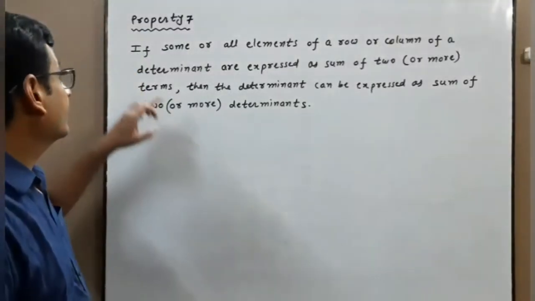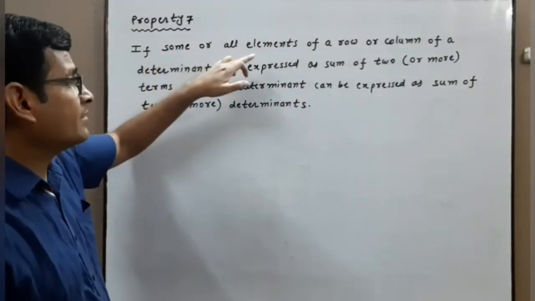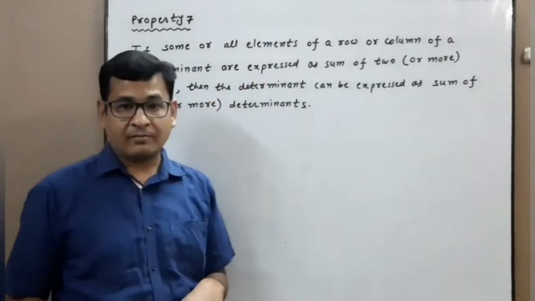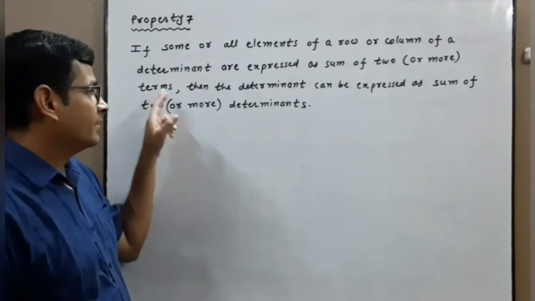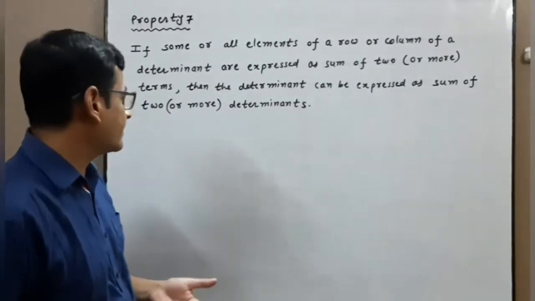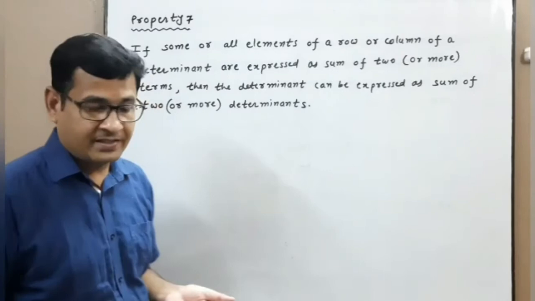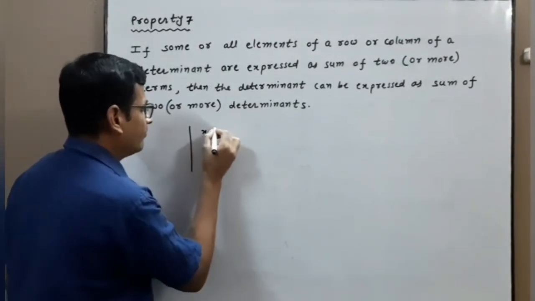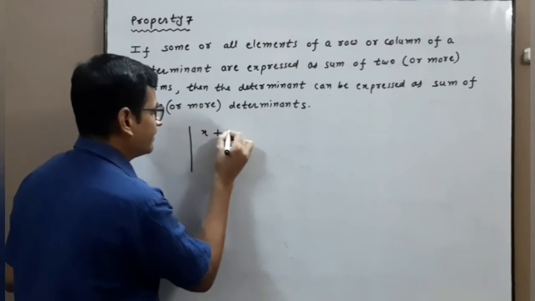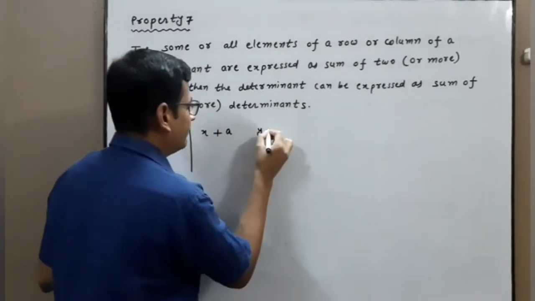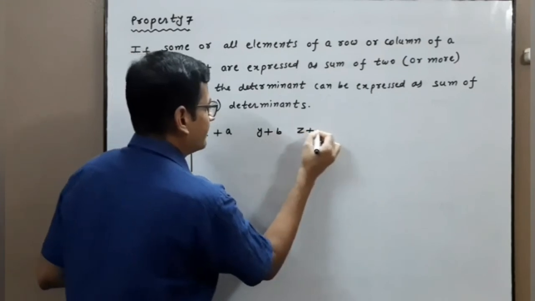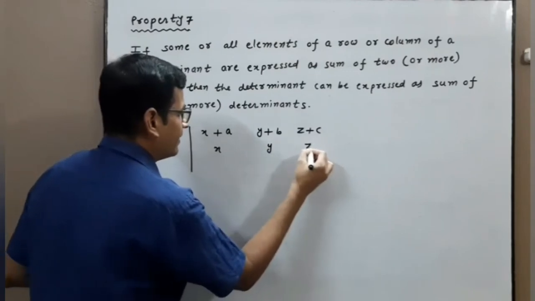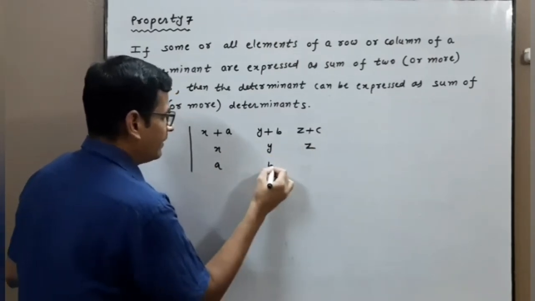Next property. If some or all elements of a row or column of a determinant are expressed as a sum of two or more terms, then the determinant can be expressed as a sum of two or more determinants. For example, if row 1 contains x plus a, y plus b, z plus c, and row 2 contains x, y, z, and row 3 a, b and c.